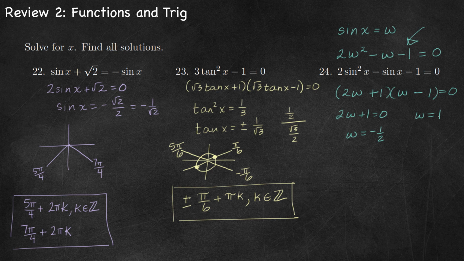But remember, w really was just a placeholder for sine x. So I have sine x equals negative 1/2, or I have sine x equals 1. And now we're going to solve from there. So where does sine x equal negative 1/2? Well, sine x equals positive 1/2 at pi over 6. Sine is negative in quadrants 3 and 4. So we're down here. Reference angle pi over 6.